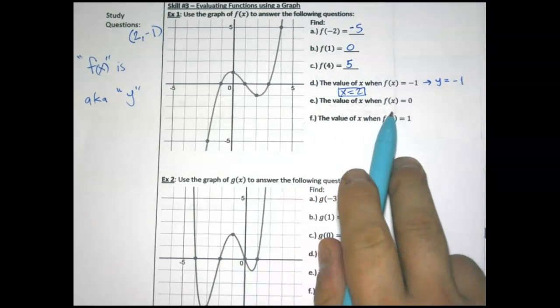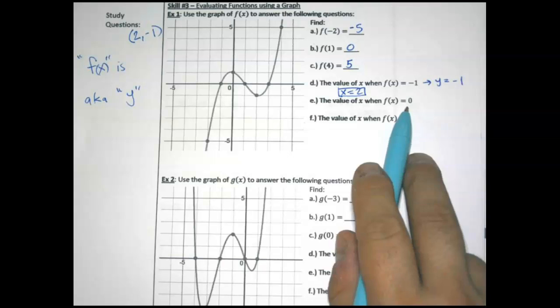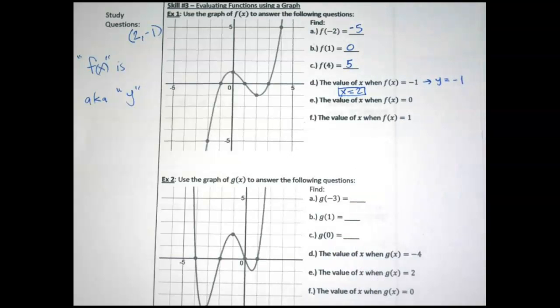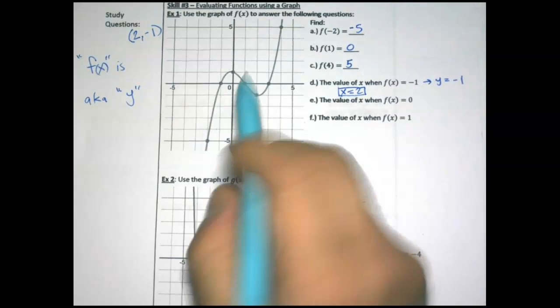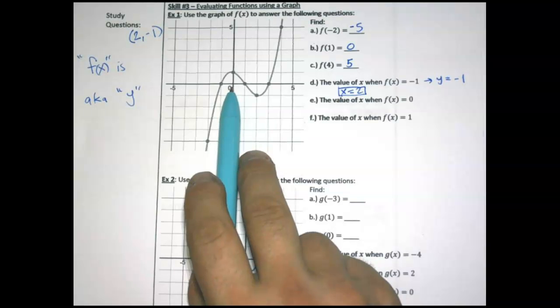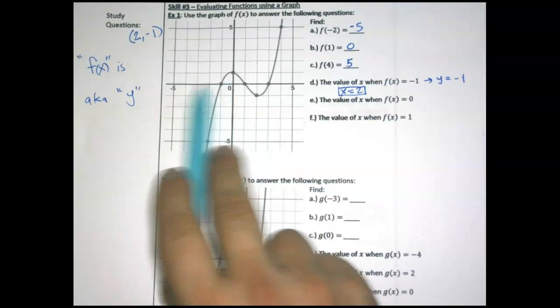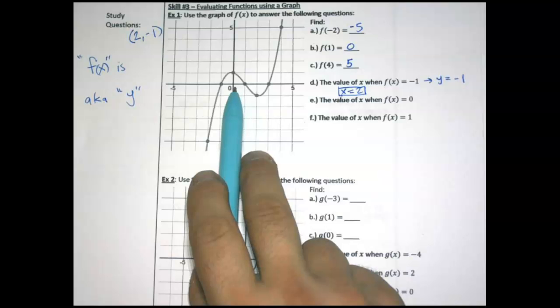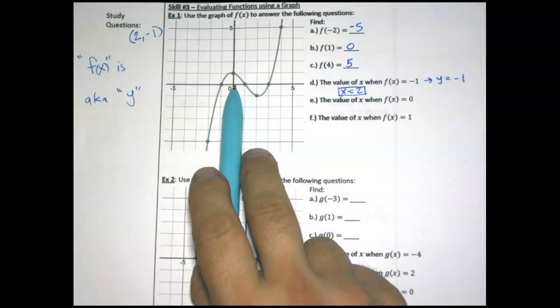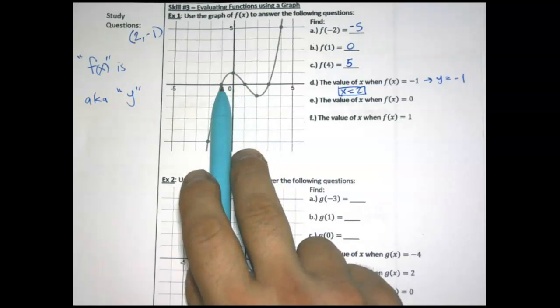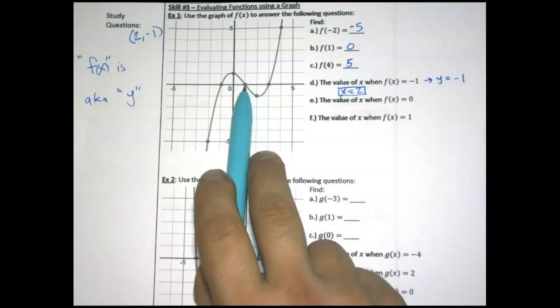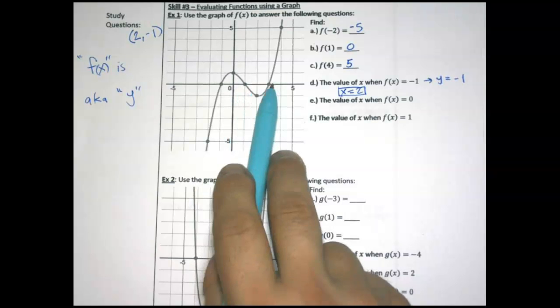Find the value of x when f of x equals 0. So go to where y equals 0 and find the value of x. Well, y is 0 all along here, and wow, x has quite a few values here. X is negative 1, positive 1, and 3.